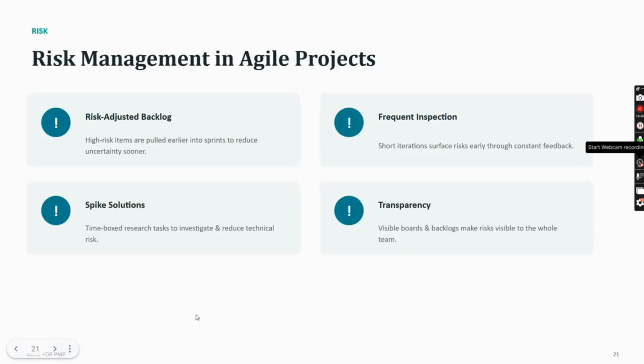Risk management is nothing but a risk-adjusted backlog. High-risk items are pulled earlier into sprints to reduce uncertainty sooner. Frequent inspections: short iterations surface risks early through constant feedback. And then spike solutions: time-boxed research tasks to investigate and reduce technical risk. Spike is also a question I was asked when I was writing the exam. So risk management in agile projects is more important in your exams as well. Transparency: visible boards and backlogs make risk visible to the whole team.